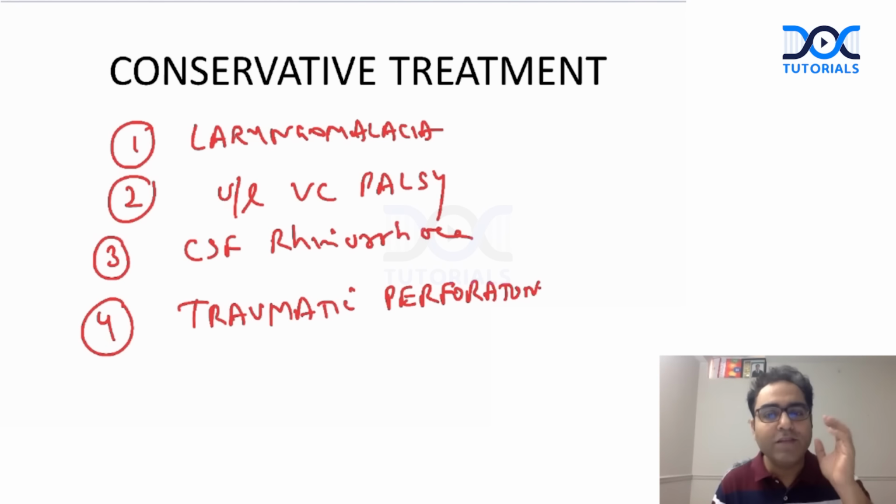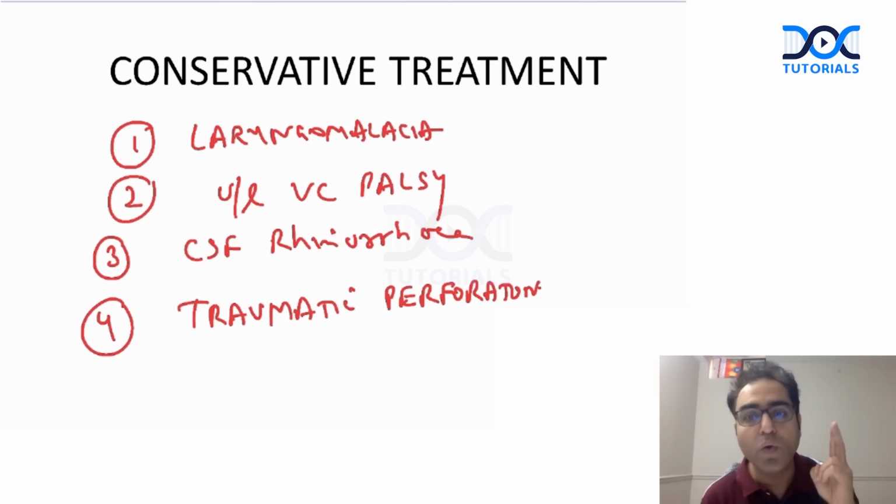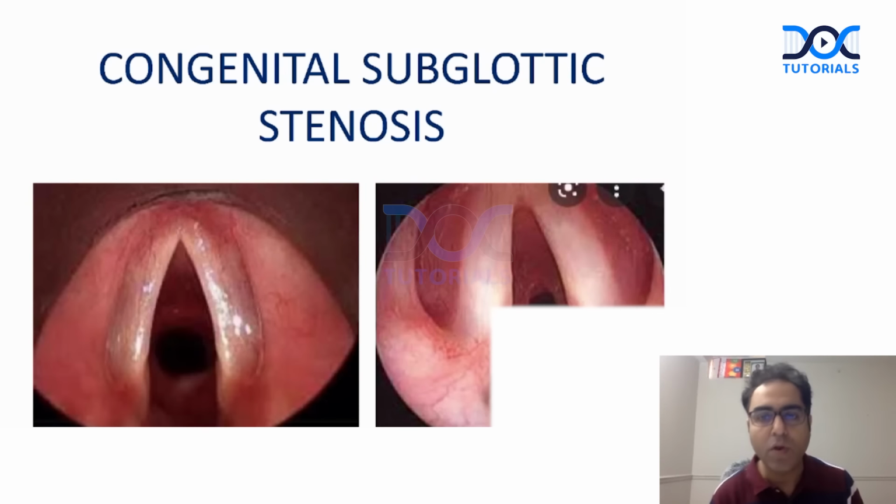Okay, so let's revise. What are the 4 scenarios in which you mark conservative, non-surgical treatment as the primary modality of treatment? Number 1, laryngomalacia. Number 2, unilateral vocal cord palsy. Number 3, CSF rhinorrhea. And number 4, traumatic perforation of the tympanic membrane. Now, next congenital disorder is congenital subglottic stenosis.